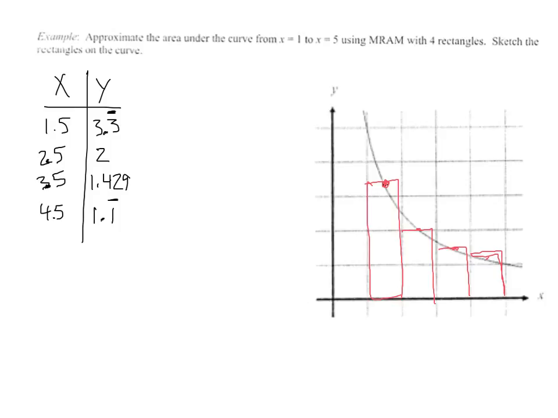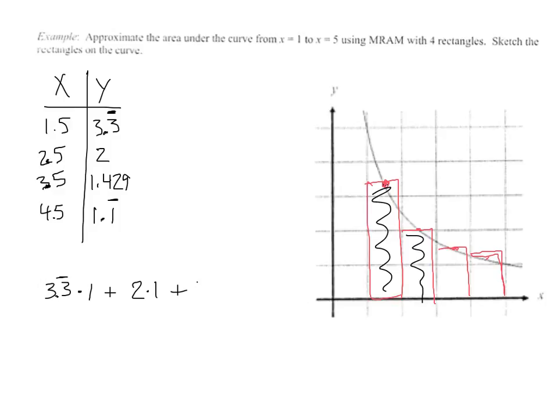I'm going to take my different heights. So I'm going to take 3.3 repeating. So that was the height of this first rectangle right here. And then the base is still going to be 1. Again, it will not always be a base of 1. It just happens to work out nice this time. So I just found the area of these first two rectangles there.